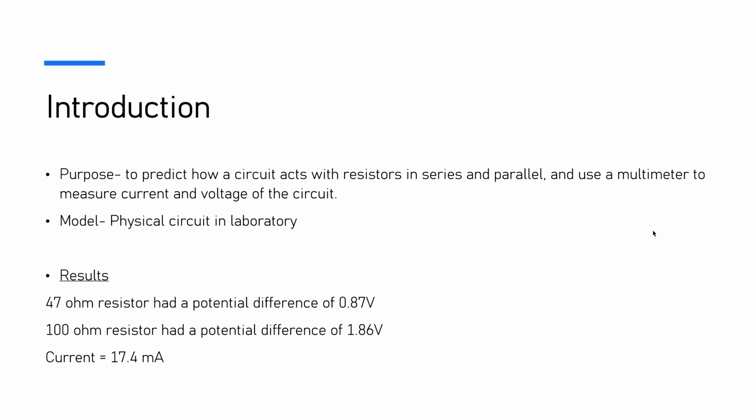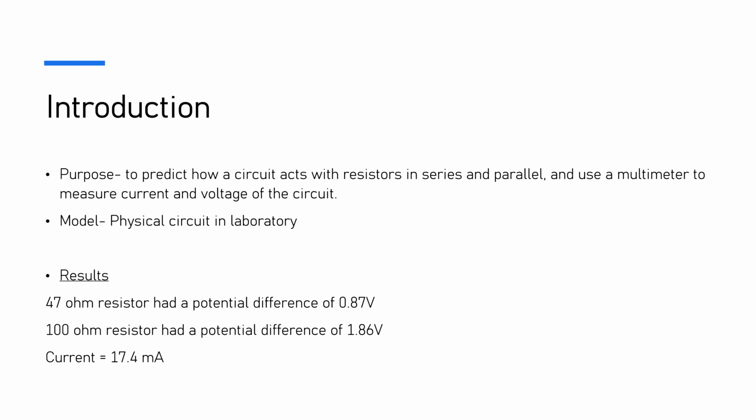Introduction. The purpose of this lab is to predict how a circuit acts with resistors in series and in parallel, and to use a multimeter to measure current and voltage of a circuit. The model we used for this was the physical circuit in a laboratory made up of light bulbs, resistors, wires, batteries, and so on. The surroundings are everything else not a part of the circuit.